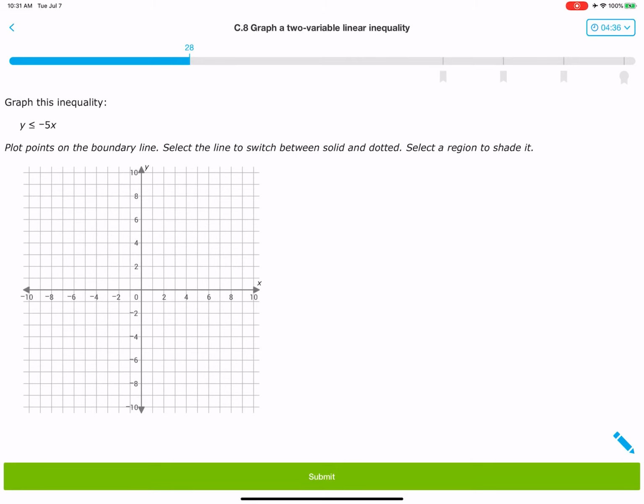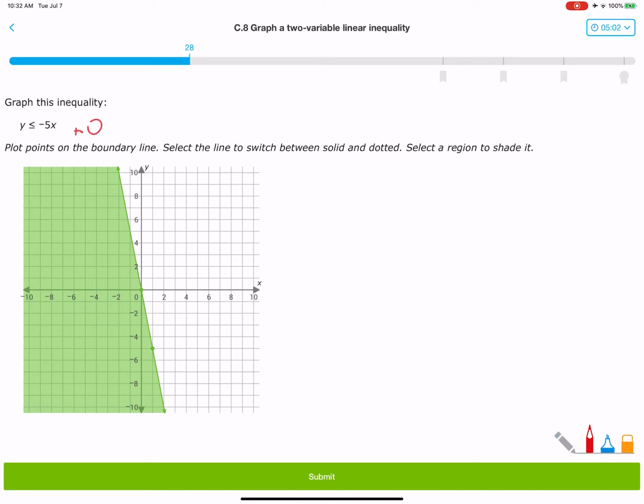Okay? So this one, y equals mx plus b form, so the plus 0. We start at 0 on the graph, and we go down 5 over 1. Oops. Down 5 over 1, solid, and y is less. So if y is less, we're going to go down the line. So looking at this graph, this is down. That's up. Okay?